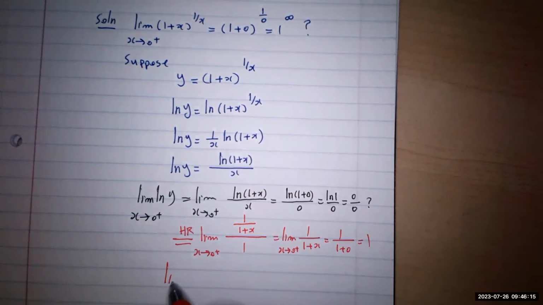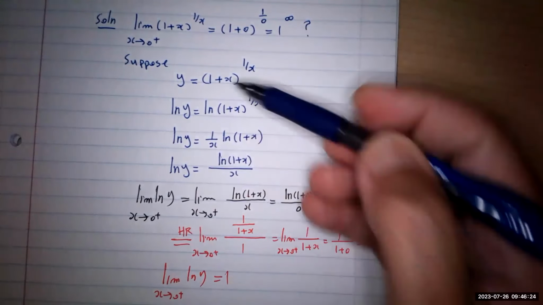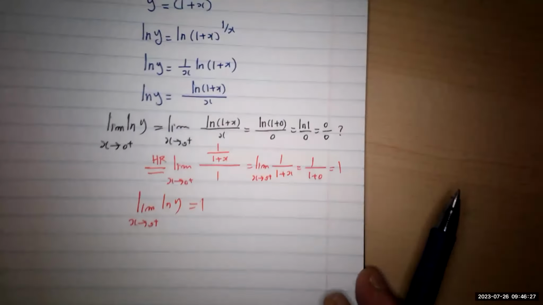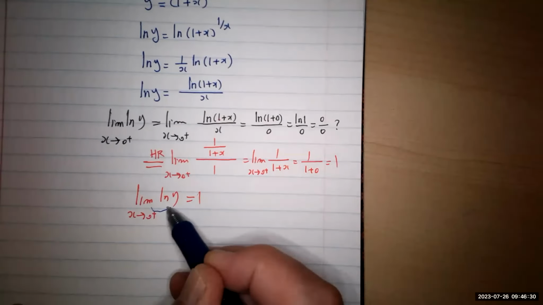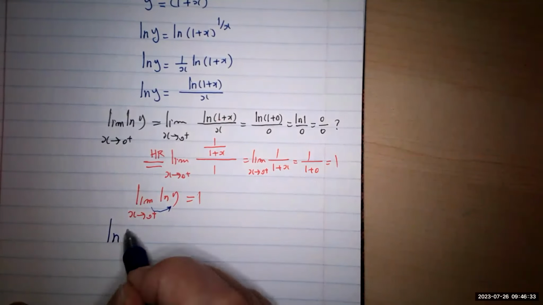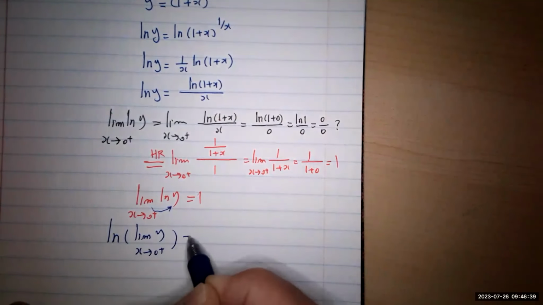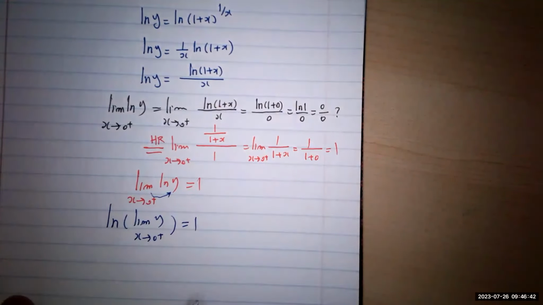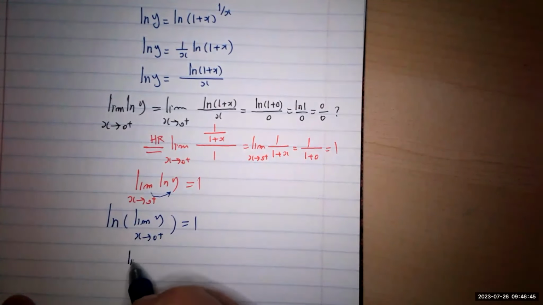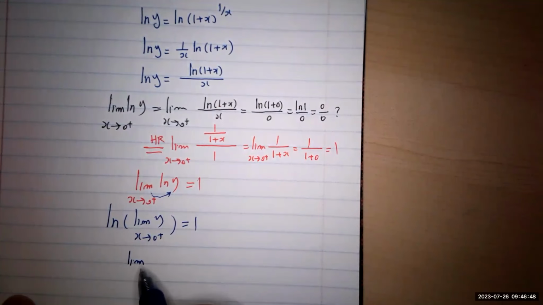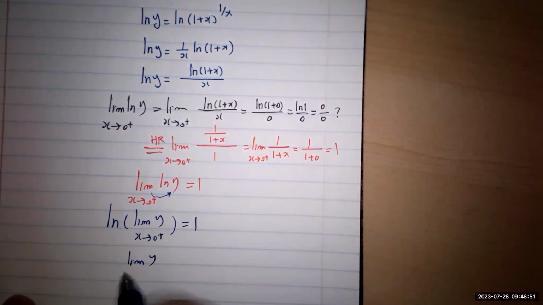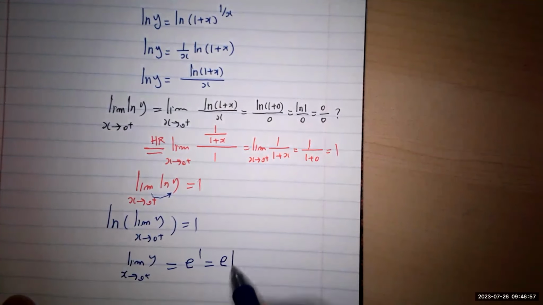So you get the fact that the limit of ln y when x goes to 0 from the positive side is equal to 1. But you are interested in the limit of y. So what you are going to do, again, you take the limit inside. That gives you ln of the limit of y when x goes to 0 from the positive side is equal to 1. The same thing that we did for the other one. So that gives you the limit of y. When x goes to 0, the base is e. It's going to be e to the 1, which is equal to e.